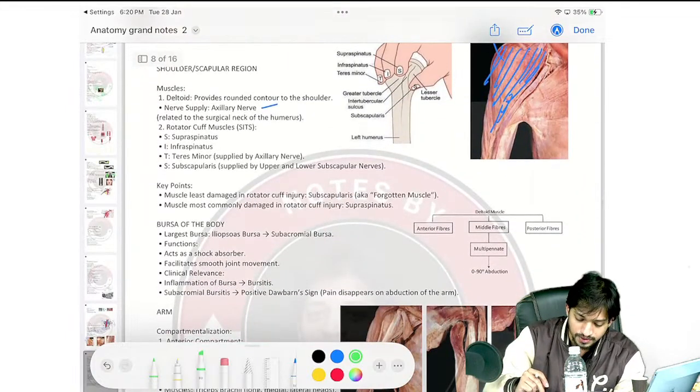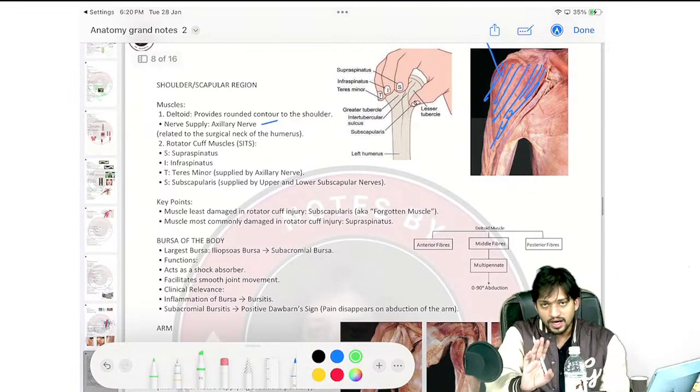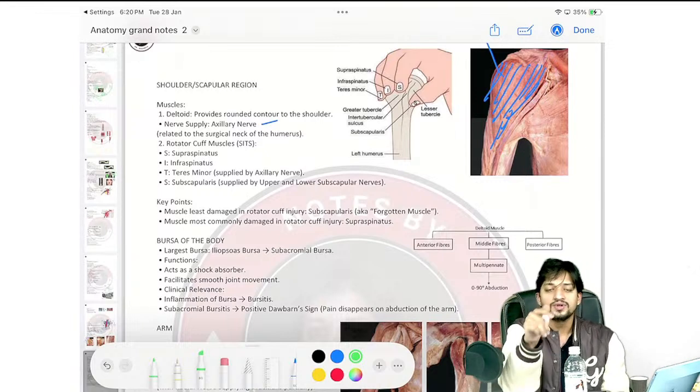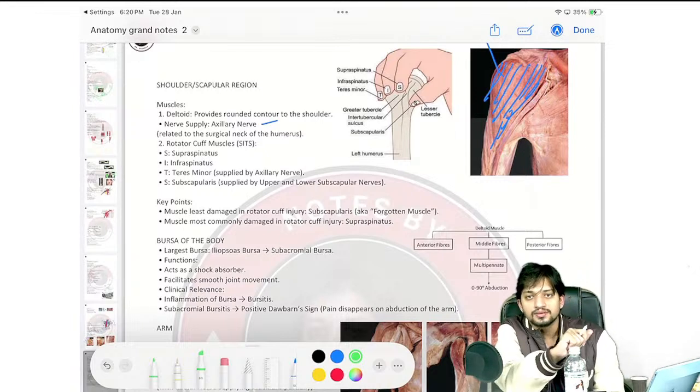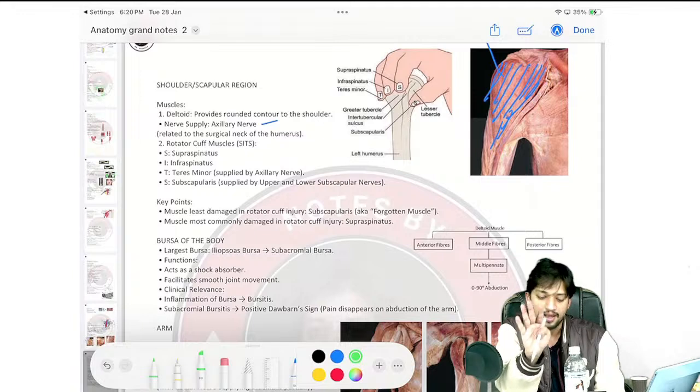What you are going to see here, one MCQ point they have asked you: if there is teres minor, there is also teres major, right? They have asked whether teres major is a part of the rotator cuff or not. So your answer should be no, it is not part of the rotator cuff. So the rotator cuff has only four: supraspinatus, again repeating, infraspinatus, teres minor and the subscapularis.